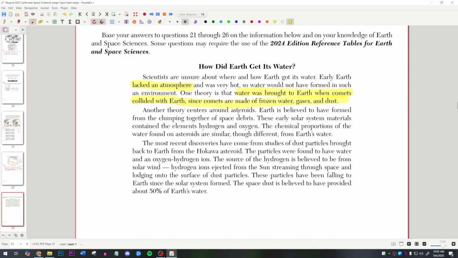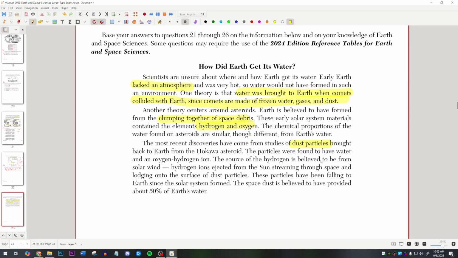Another theory centers around asteroids. Earth is believed to have formed from the clumping together of space debris. These early solar system materials contain the elements hydrogen and oxygen. Chemical proportions of the water found on the asteroids are similar, though different from the Earth's water. So far we have comets, asteroids, and then the last one, the most recent discoveries that come from studies of dust particles brought back to Earth from the Hayabusa asteroid. The particles were found to have water and an oxygen-hydrogen ion.